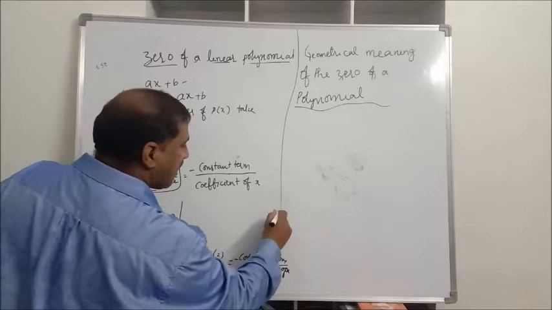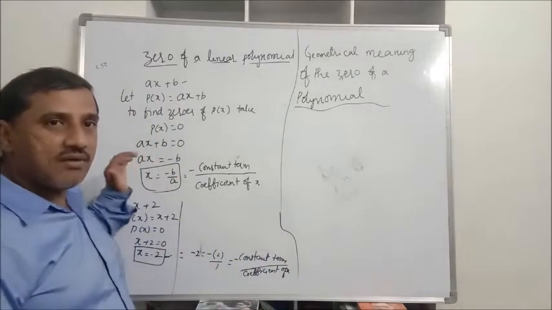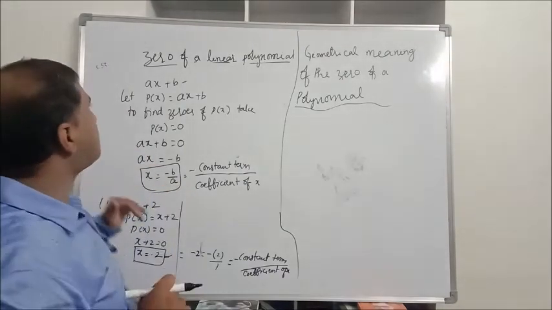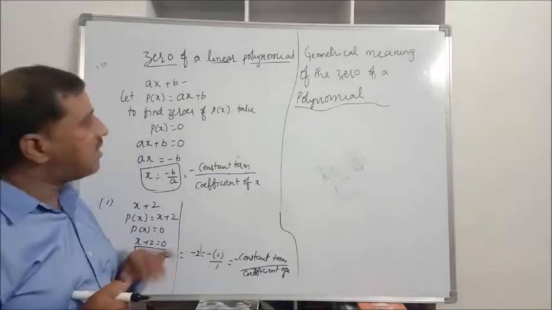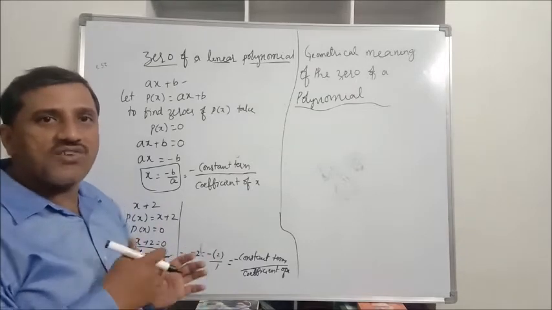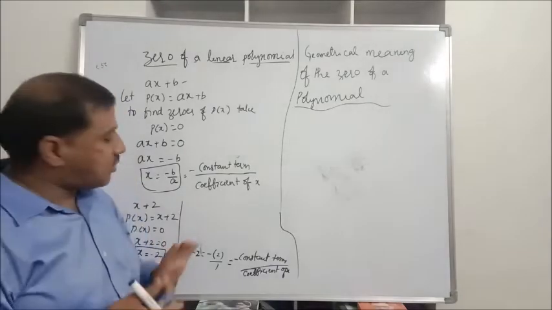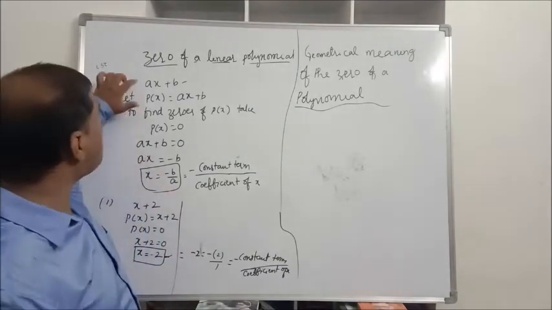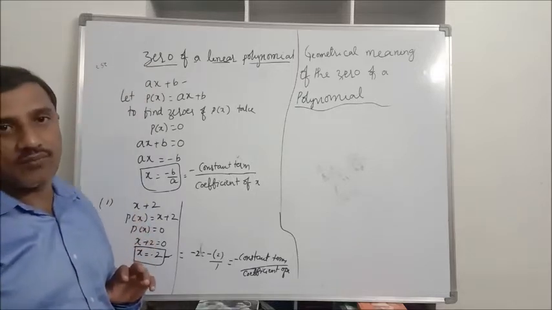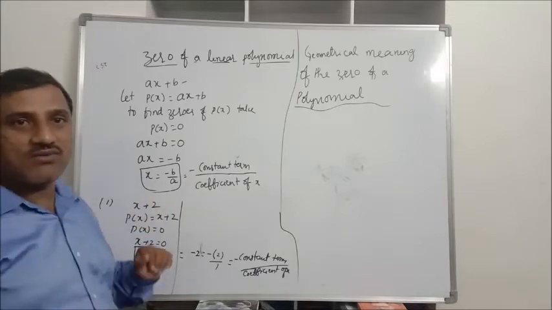Like this we can establish a relationship between the zero and the coefficient of x as well as the constant term of the linear polynomial. Similarly, we can establish a relationship between the zeros and the coefficients of a quadratic polynomial as well as a cubic polynomial. So minus b by a is the zero of the polynomial ax plus b, and minus 2 is the zero of the polynomial x plus 2. How many zeros did we get? Only one zero. So from this, what can we conclude?